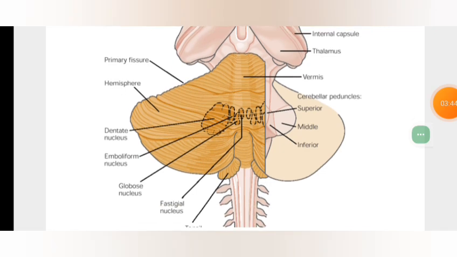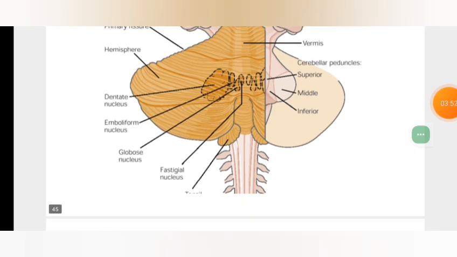And also the diagram shows the nuclei. The nuclei are the dentate nucleus, emboliform nucleus, globose nucleus and fastigial nucleus.